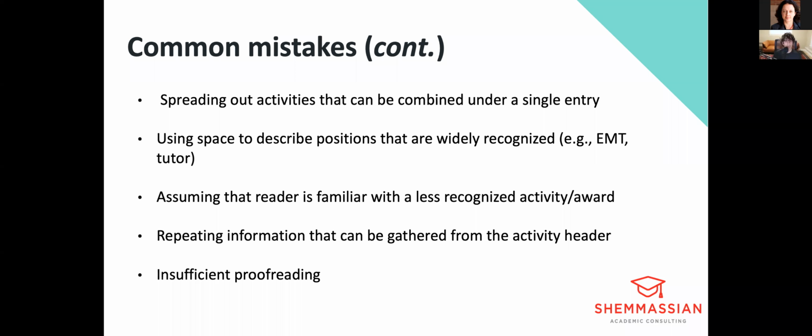And then finally, the obvious one, insufficient proofreading, right? So you're going to be writing so much during the medical school application process. It's very easy and very tempting to sometimes say, okay, I'm not going to read it, double check all that kind of stuff. Paying attention to detail is huge.